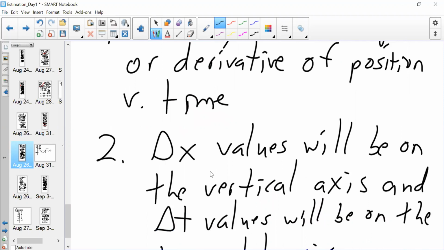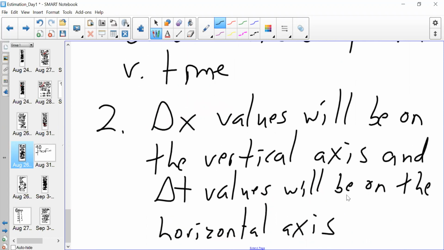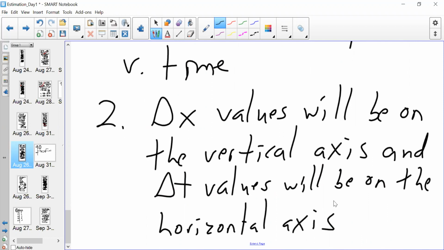Second thing, delta x values will be on the vertical axis and delta t values will be on the horizontal axis. And that's going to be important. I'm going to show some data here in a second. So when we see our CVPM, for example, if we were in the lab, at school, you would be collecting all of these positions and all of these times.